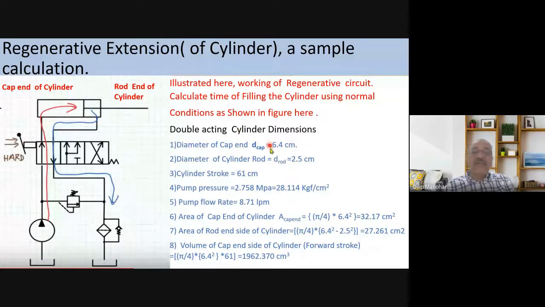Diameter of the cap end is given as 6.4 centimeter, rod end is given as 2.5, stroke is 61 centimeter, pump pressure is given some value, flow rate of the pump is given 8.71, the area of the cap end is given, area of the rod end is given. The volume of the cap end is given as pi by 4 d square minus rod square into the stroke. Sorry, cap end is this side. So pi by 4 d square into the stroke is the cap end volume.